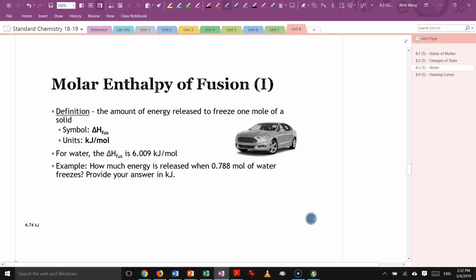One of the next things that we can do is apply some information about water and calculate some energies that are associated with the phase changes that water can undergo. And that's where we introduce this concept called the molar enthalpy of fusion. Now, I'm probably going to anticipate that you're feeling a little overwhelmed maybe with this language, but really, once you break these parts down, it doesn't seem so bad.